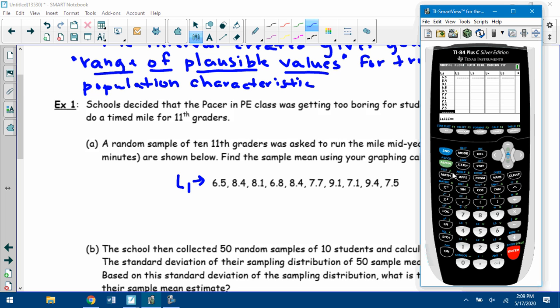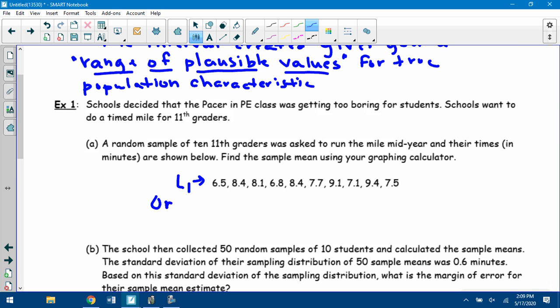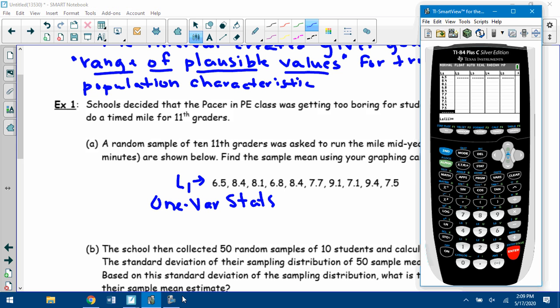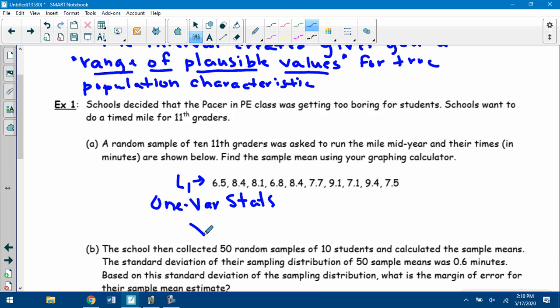Okay. If I want the mean, we're going to do that one variable stats thing that we saw on the first day of statistics that you should have known from Algebra 1. If I want to get to that, I go to stat, calc, one variable stats. And I shouldn't have anything in frequency list because it's just one list of numbers. And the first value we wanted, 7.9. So the mean of this one sample is 7.9 minutes.